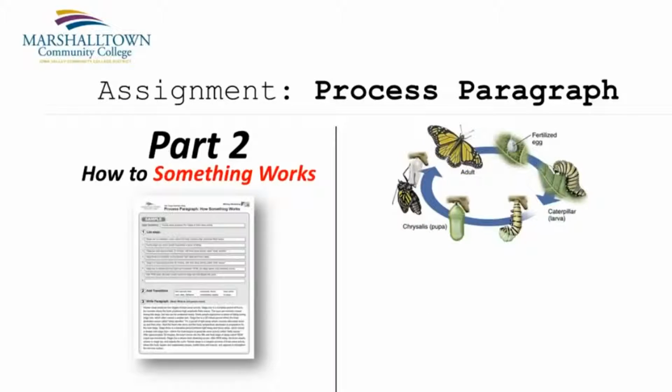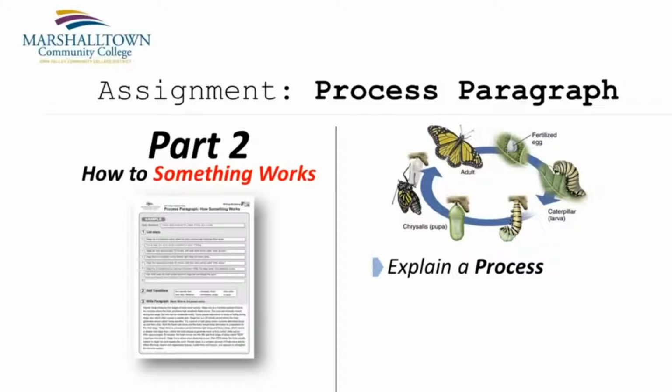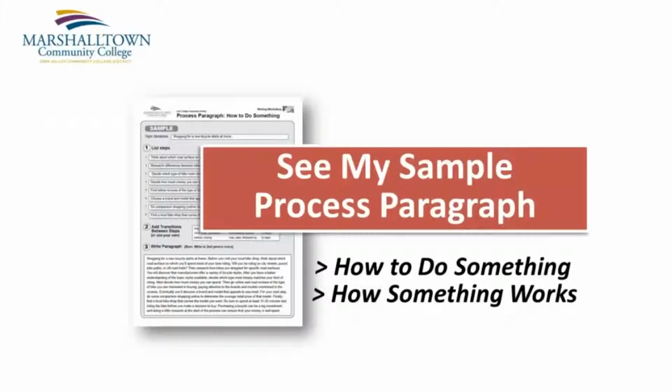In Part 2, you'll be explaining a process for your readers to better understand. It should also explain a sequence of events from beginning to end. Your How Something Works paragraph should be written in what's called the third person voice, which I'll also explain in this week's grammar workshop. Be sure to take a look at the samples I've provided here for both a How to Do Something paragraph and a How Something Works paragraph.